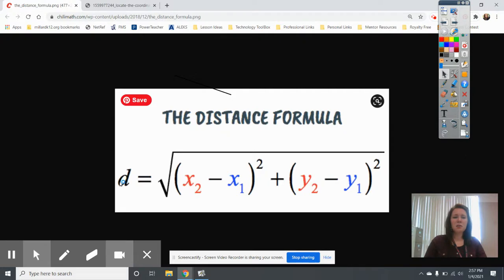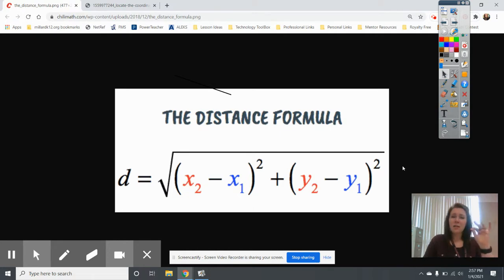The distance between 2 points equals the square root of the x value of the second point minus the x value of the first point, close the parentheses and square it, plus parentheses the y value of the second point minus the y value of the first point, close parentheses and square it. And honestly, the more you practice this distance formula, the faster you'll get at it, and it's pretty simple.